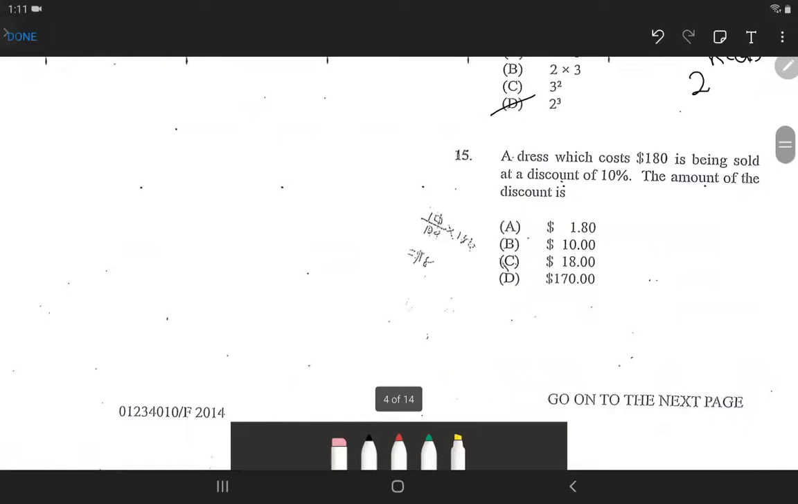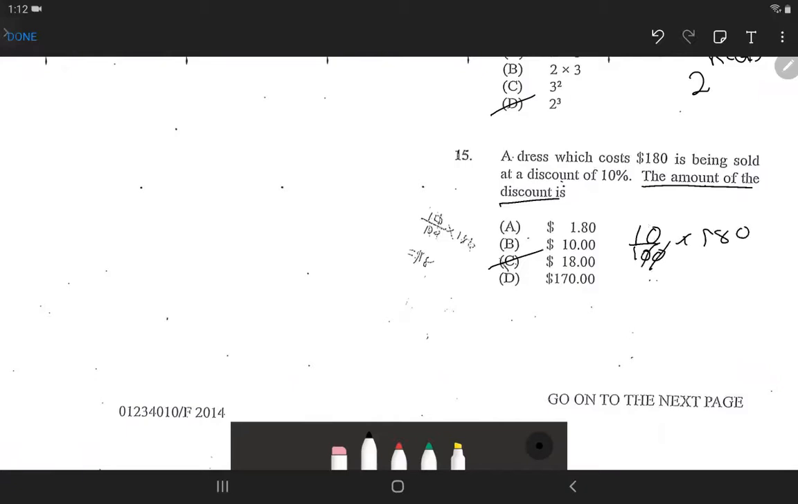A dress, which costs $180, is being sold at a discount of 10%. The amount of the discount, careful, they ask you for the amount of the discount. 10% of 180 is $18. Right, if you want to see the working, this will cancel down. So those two, 1 by 18 is 18.